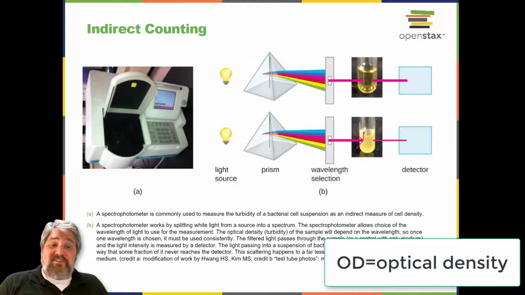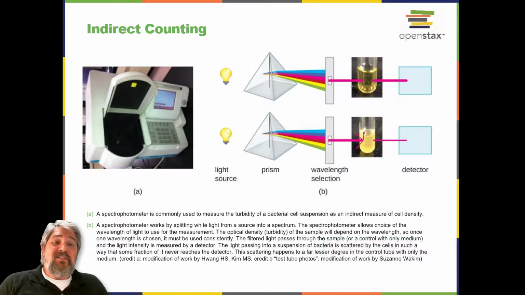As the numbers of bacteria in a suspension increase, the turbidity also increases and causes less light to reach the detector. The decrease in light passing through the sample and reaching the detector is associated with a decrease in percent transmission and an increase in absorbance measured by the spectrophotometer.